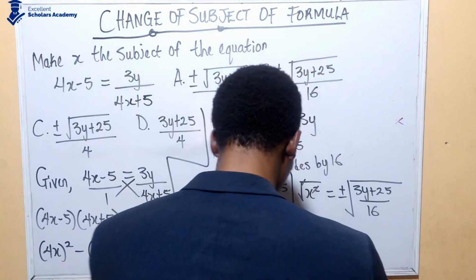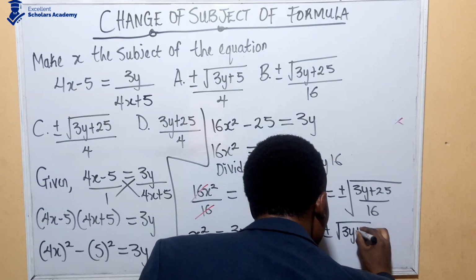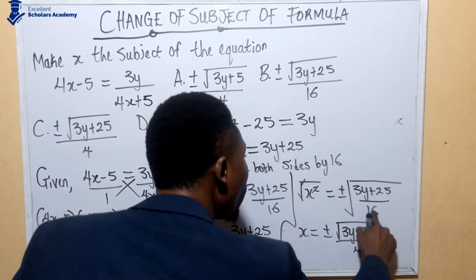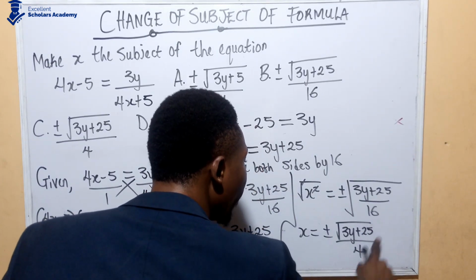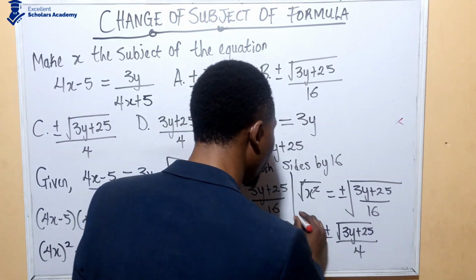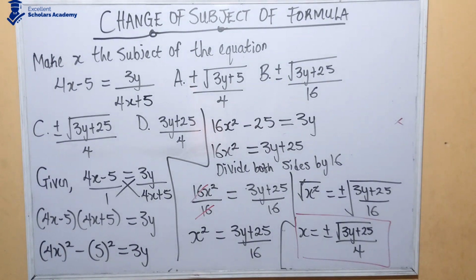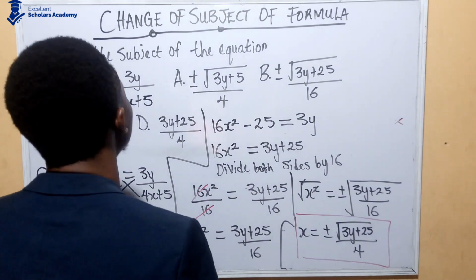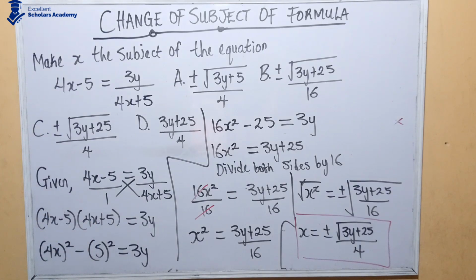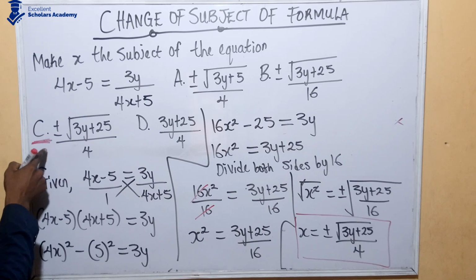So let's continue. Now, this becomes square root of 3y plus 25 over square root of 16, which is 4. So the square root can affect 16 because 16 is a single guy. That's over 4. So your answer is what? X is equal to plus or minus square root of 3y plus 25 over 4, which is option what? Option C. So option C is our correct answer.